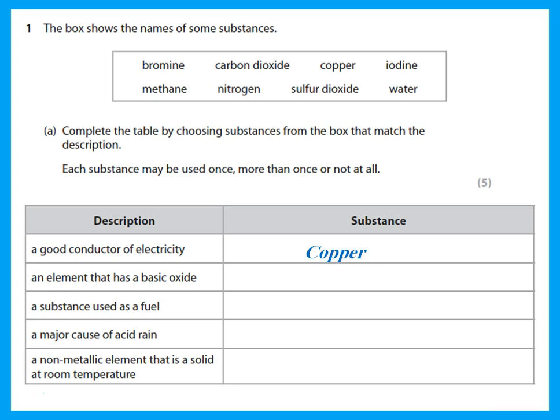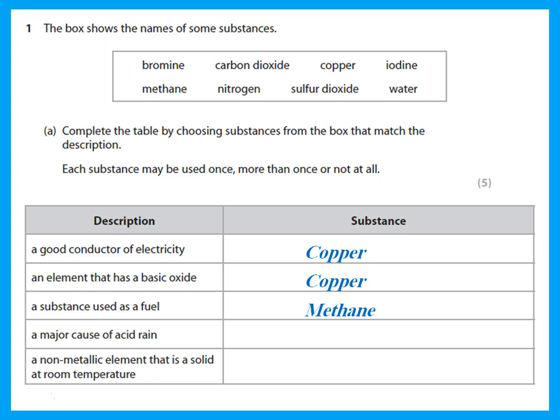An element that has a basic oxide. Which one forms basic oxide? You should realize basic oxides are oxides of metal. So, copper also would form a basic oxide. A substance used as a fuel? Well, you should know that methane is the main constituent of natural gas and it is used as a fuel.